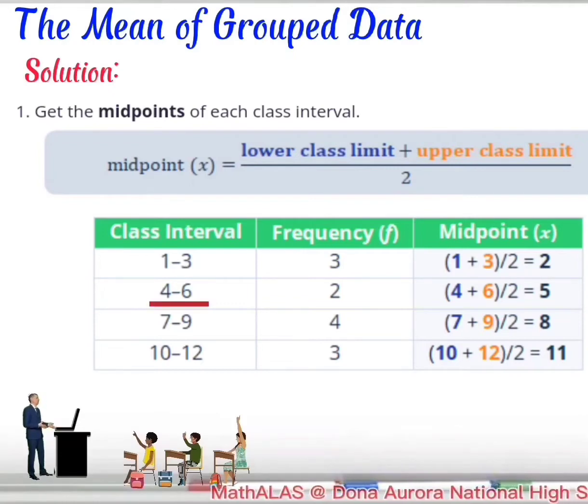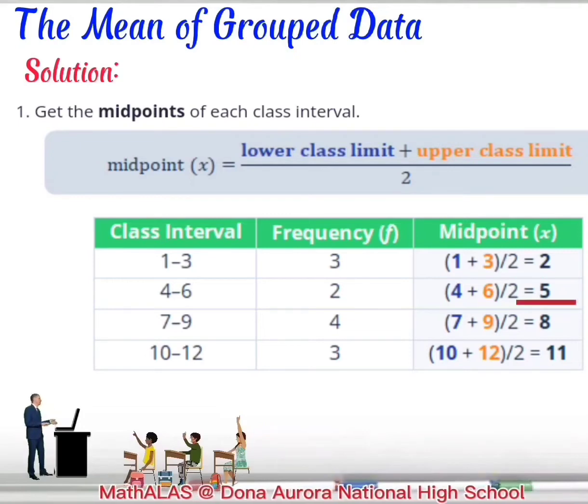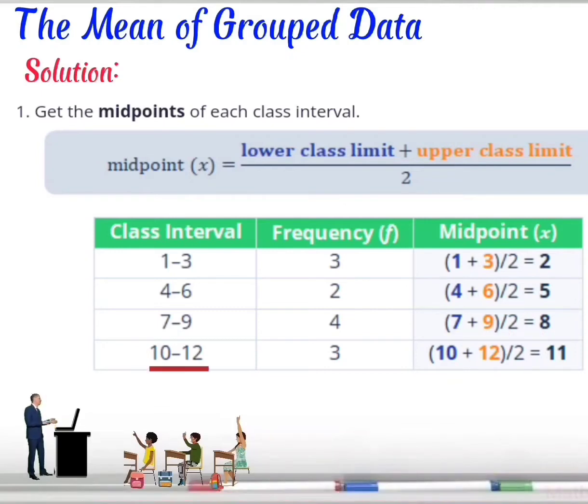In the class interval 4 to 6, the sum is 10 divided by 2, the answer is 5. In the interval 7 to 9, the sum is 16 divided by 2. The quotient is 8. And in the interval 10 to 12, the sum is 22 divided by 2. So, the answer is 11. Kaya ang mga midpoints natin ay 2, 5, 8 at saka 11.